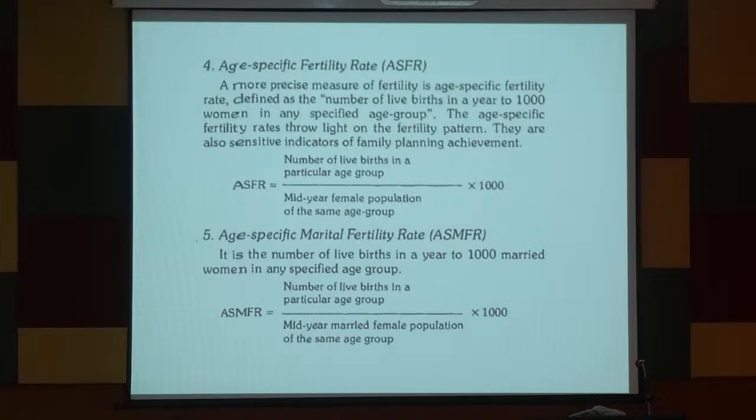A more precise measure of fertility is the age-specific fertility rate. It is defined as the number of live births in a year per 1,000 women in any specified age group. The age-specific fertility rates throw light on the fertility pattern, because not all age groups are exposed at the same level of fertility. There is a difference. At a very young age it is very low, at a very old age it is very low, and in the middle it differs with the age interval. That is why we are doing the age specific fertility rate.